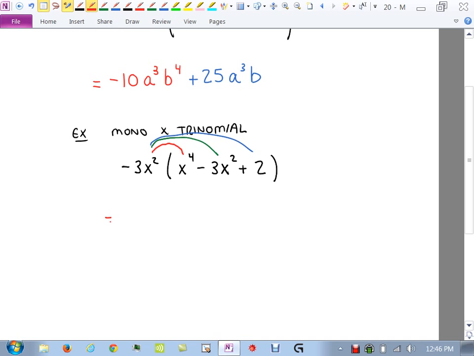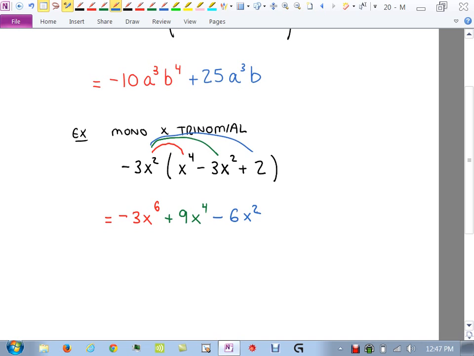The red multiplication through should give me negative 3x to the 6, because we're adding the exponents, right? 2 plus 4 is 6. The green should give me plus 9. Just remember you're multiplying, right? So negative 3 times negative 3 gives us positive 9. And then x squared times x to the fourth, adding exponents. And then finally, the blue, negative times positive is negative, minus 6x squared. So how many terms do we have in our final answer?